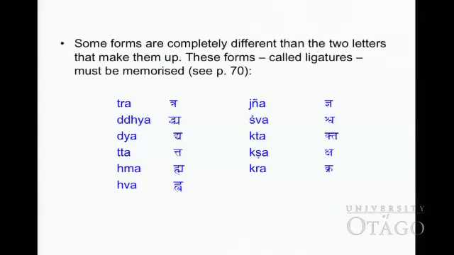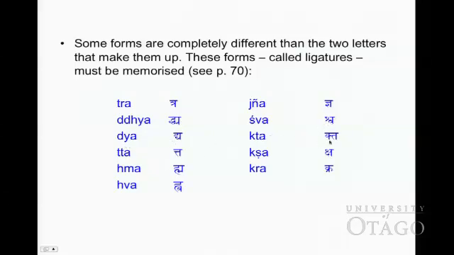Some forms are completely different from the two letters that make them up. These forms, called ligatures, must be memorized. So this is a special group. You have to memorize this group. Start from tra. You have to write this, tra. Jia and dadiya, like this, da-ya. Shwa.